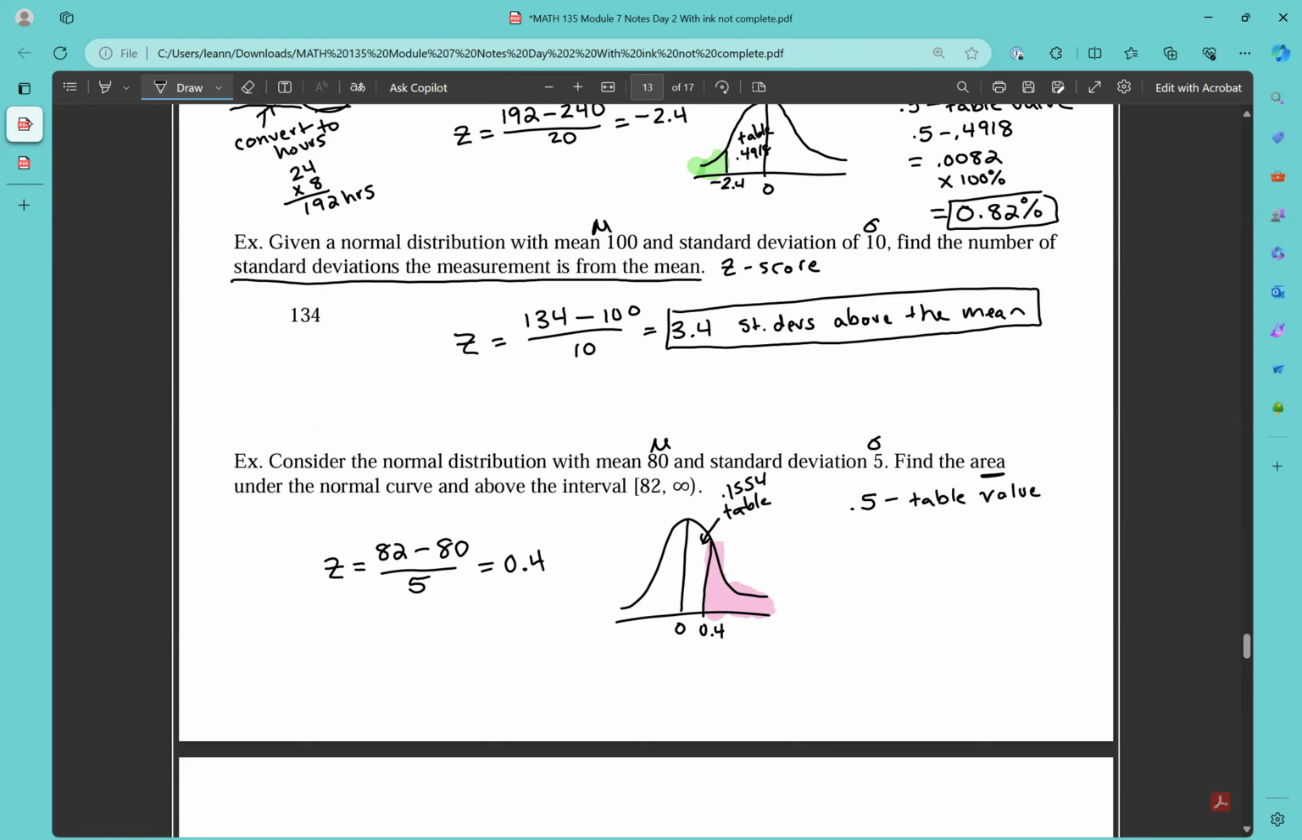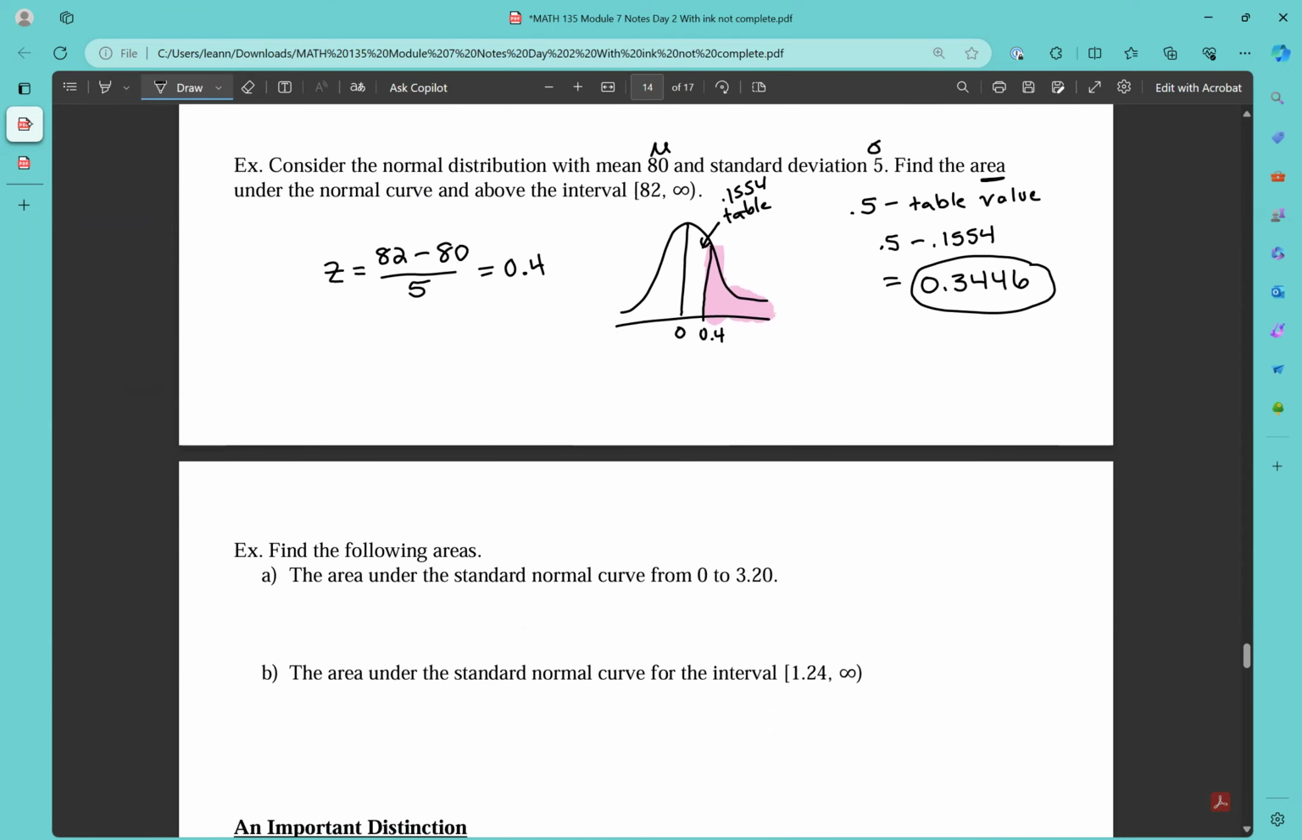So that means the area in the pink is 50% or half of the bell curve minus the area in between 0 and 0.4. And that's going to be 0.3446. And again, I don't need to convert it to a percent because they ask for the area. So the only time we convert to a percent is if they say, what is the percentage?